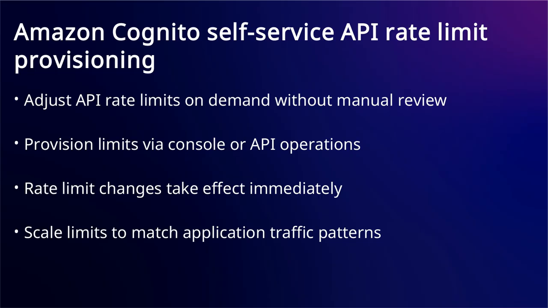You can now adjust your Cognito API rate limits on demand without manual review, giving you control over your capacity. You can provision limits directly via the Cognito console or through new API operations, eliminating the need for advanced planning. Rate limit changes take effect immediately, allowing you to respond to traffic changes in real time. This lets you scale limits up or down to match your application's actual traffic patterns, optimizing both performance and cost. The feature is available for adjustable API categories in all regions where Cognito operates.